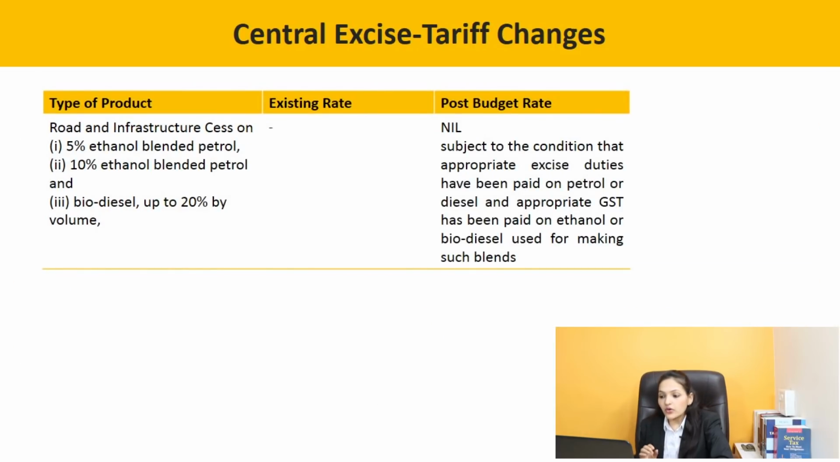Next, road and infrastructure cess has been exempted on 5% ethanol blended petrol, 10% ethanol blended petrol and biodiesel up to 20% by volume, subject to the condition that appropriate excise duties have been paid on petrol or diesel and appropriate GST has been paid on ethanol or biodiesel used for making such blends.